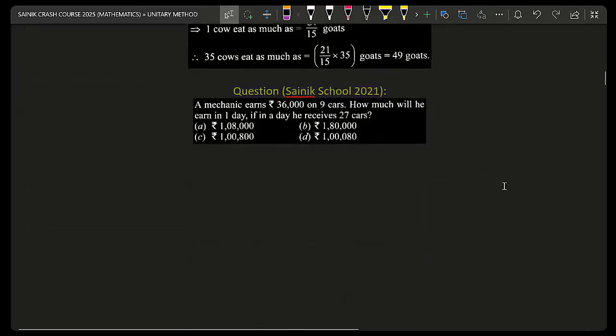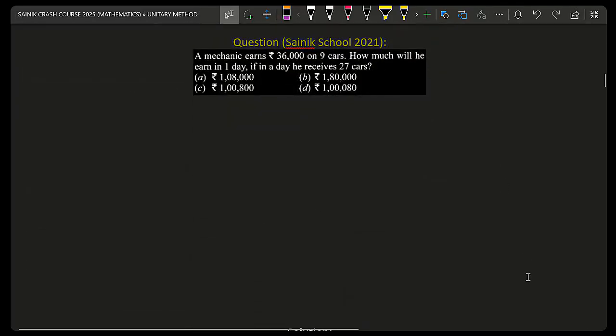Now next question, this one came in the 2021 exam. A mechanic earns 36,000 rupees on 9 cars. How much will he earn in one day if in a day he receives 27 cars? Who will answer this simple question? Rishikesh, can you answer this? Yes, Rishikesh.